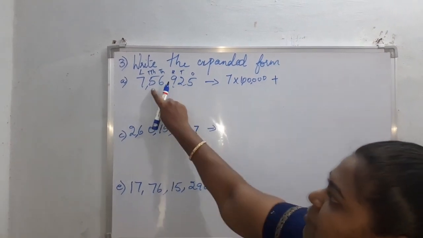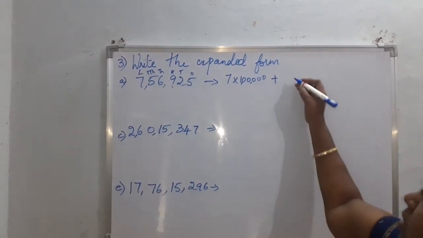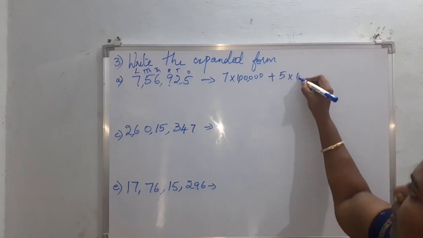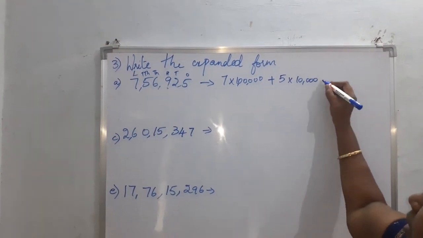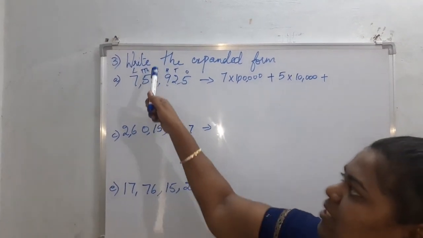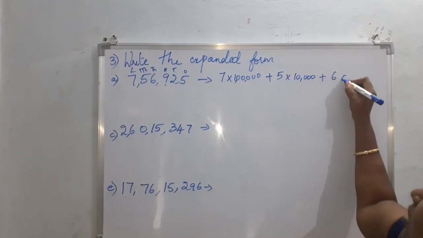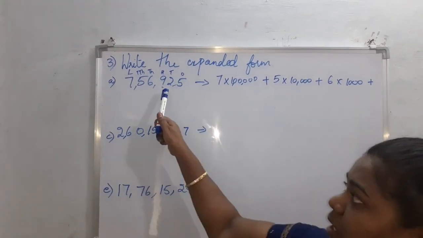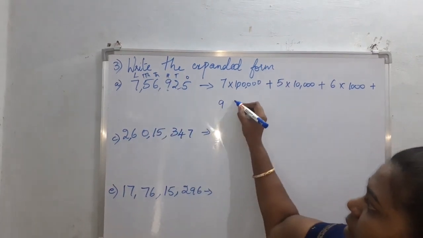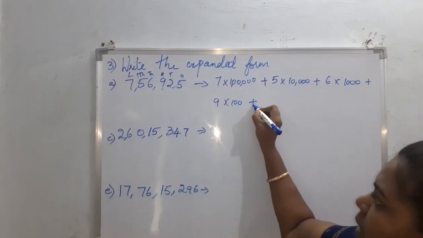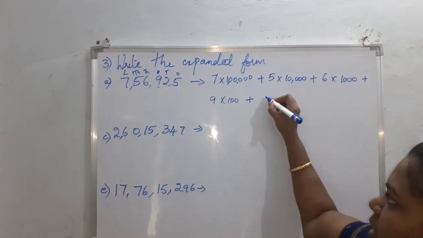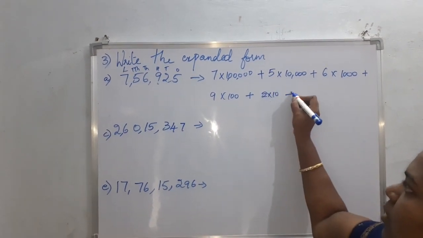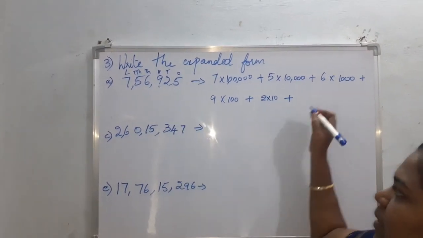Next is 5. 5 is in 10,000's place. So 5 into 10,000. Next, 6 is in thousands place. So 6 into 1,000 plus. 9 is in hundreds place. 9 into 100 plus. 2 is in tens place. 2 into 10 plus. 5 is in ones place. 5 into 1.